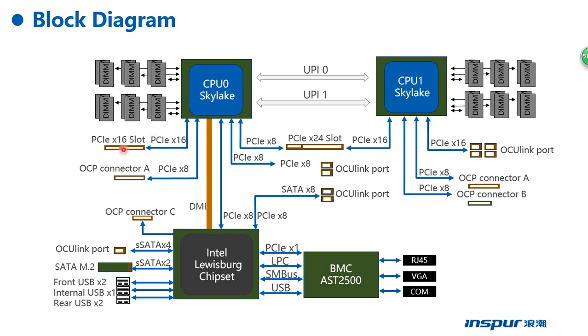The PCI signal from the CPU to the slot. The PCI signal of the OCP is from the chipset, the SATA, M.2, the IO point, the USB point, the BMC. And there are some OCuLink points on the motherboard. The UPI link is between the two CPUs.